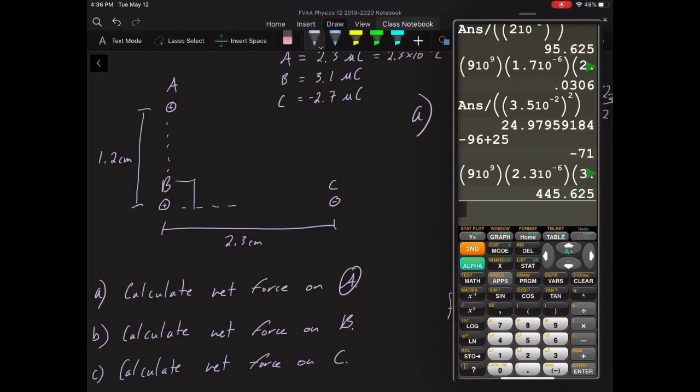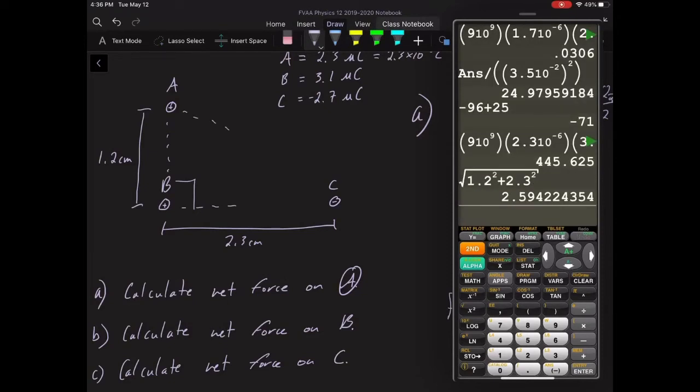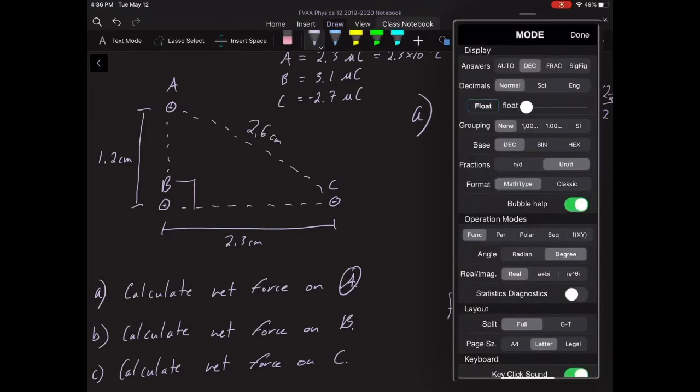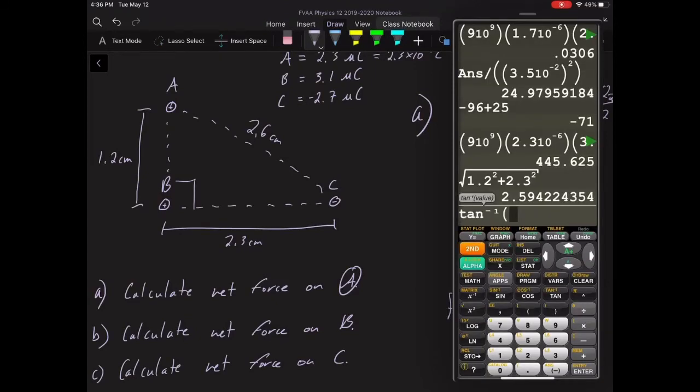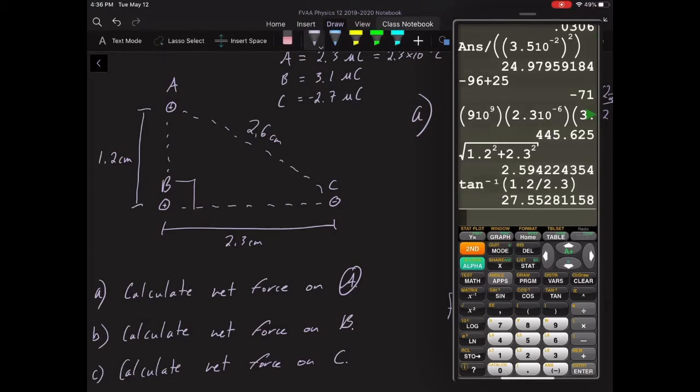So let's see here, square root of 1.2 squared, 0.2 squared plus 2.3 squared. So I have a distance here of 2.6 centimeters. All right. And an angle in degrees of 0.2 divided by 2.3, of 27.6 degrees. 27.6 degrees. All right.